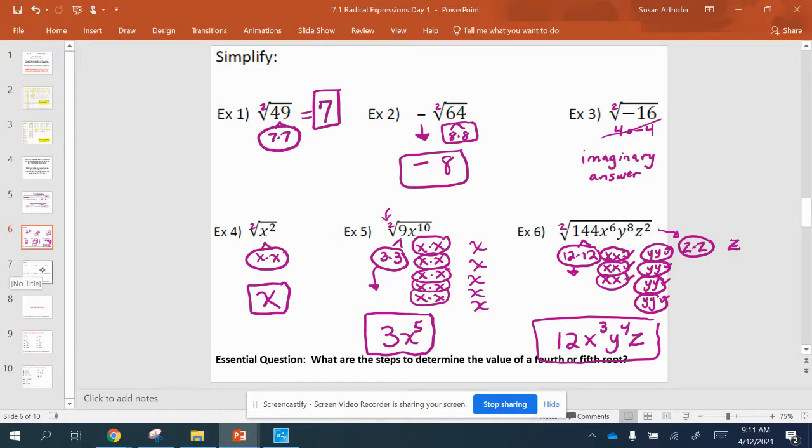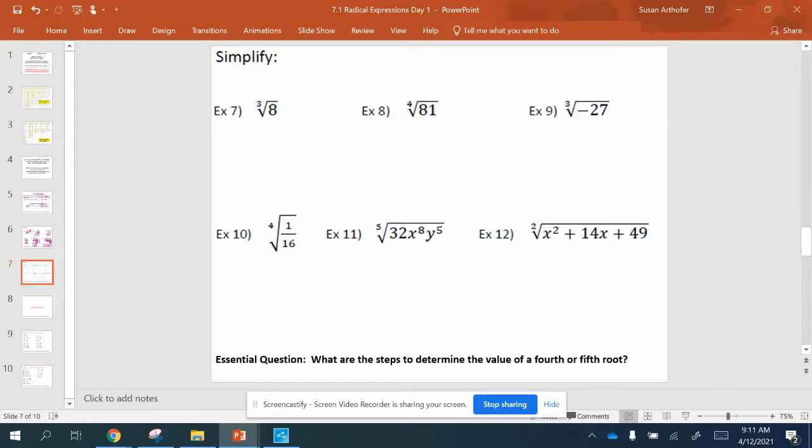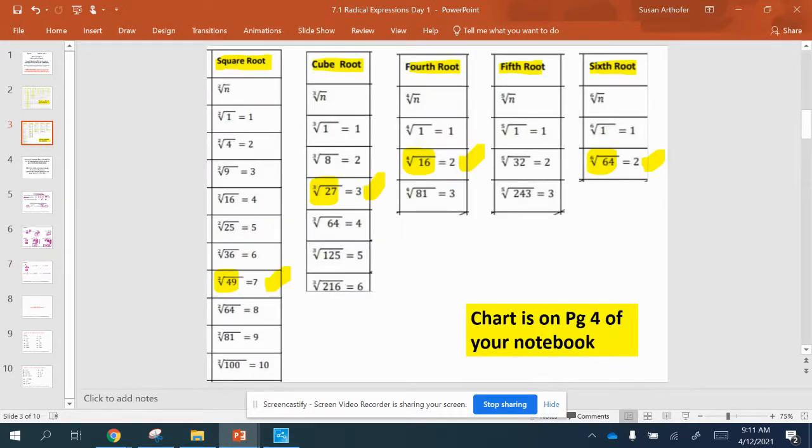Okay, we're going to keep moving on. Now we're going to do cubed roots. So 2 times 2 times 2. Whatever your index here is, you need 3 of the same item. Cubed root of 8 is just 2. Now you can also look at this chart. Cubed root of 8 is 2.